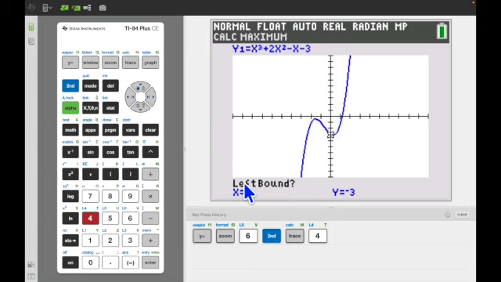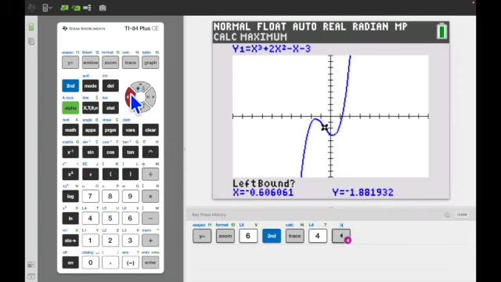So on the bottom of my screen, it says left bound. That means it wants this cursor to be to the left of the maximum. My students always like to hit the up button because they think this cursor needs to go up, but really we always want to go left or right. So if I think of this like a roller coaster, yes, I'm going up, but it's also to the left. So I'm going to hit my left button until I'm on the left side of that maximum. And it doesn't have to be very far to the left. And as soon as I'm on the left side, I can hit enter.